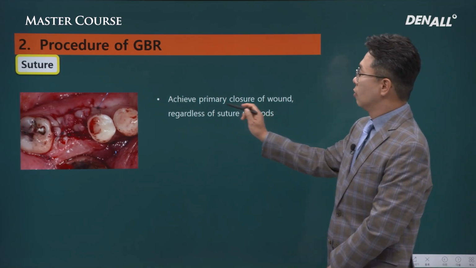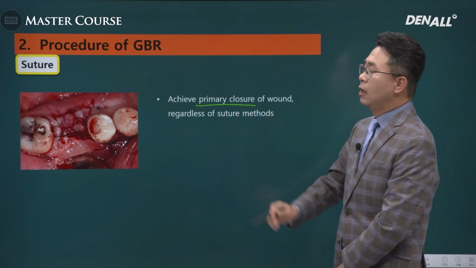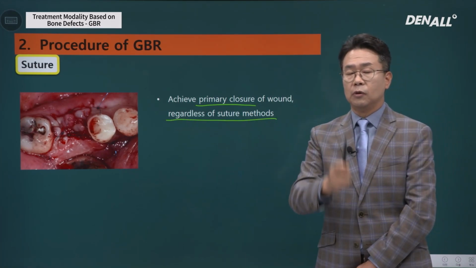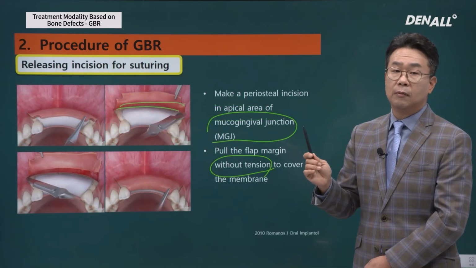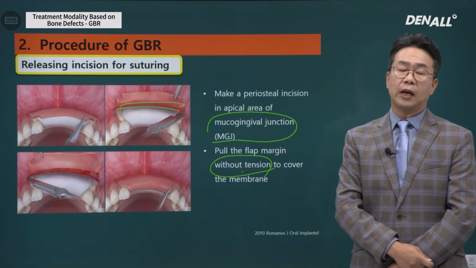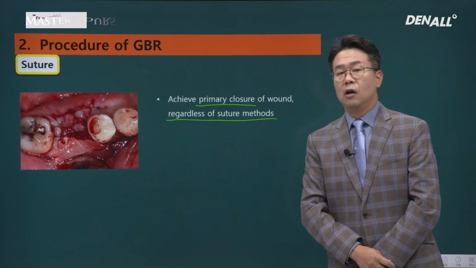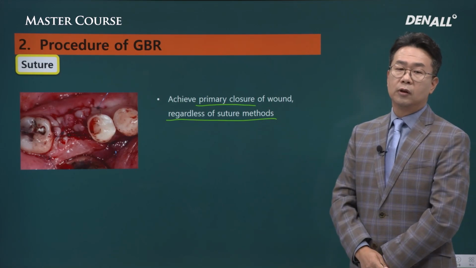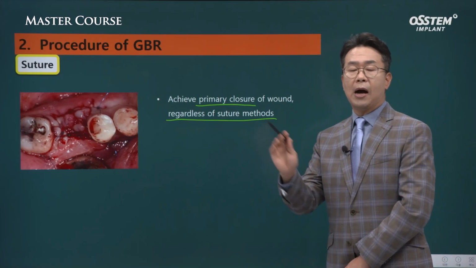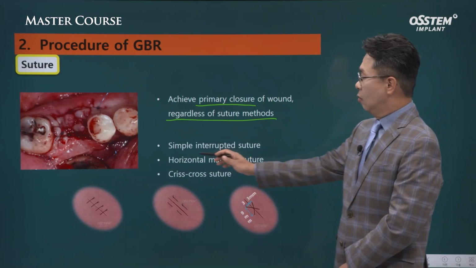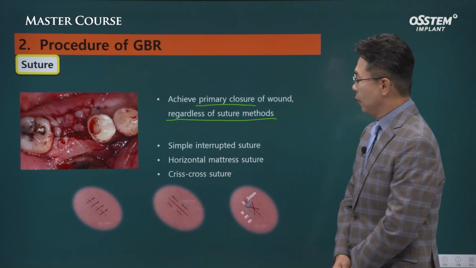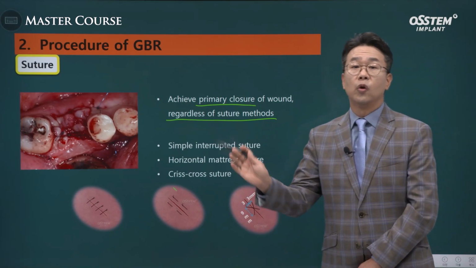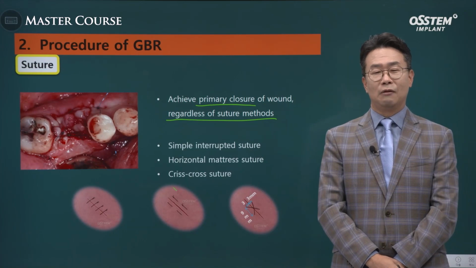In order to get primary closure, different methods can be utilized. The type of suture method does not matter. As mentioned, we need to pull the flap margin without tension. If we are to get a tension-free primary closure, it doesn't matter what kind of suture you use. If you look at the sutures that are used frequently, it includes interrupted suture, horizontal mattress suture, and crisscross suture. Regardless of which you use, it's not going to be a problem.